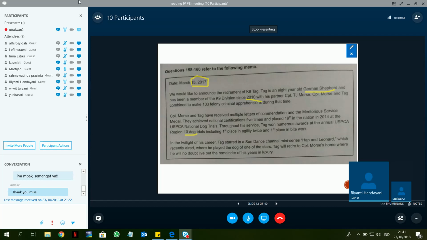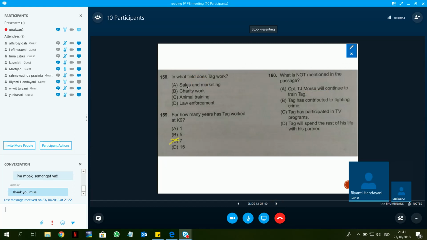Jadi siapa Tag itu? Tag itu dog. Ini kira-kira apa pekerjaannya? In what field does Tag work? Animal training. Yeah, animal training. Very good. Nah, kemudian ini.